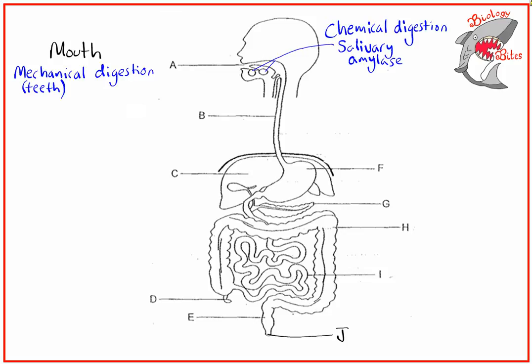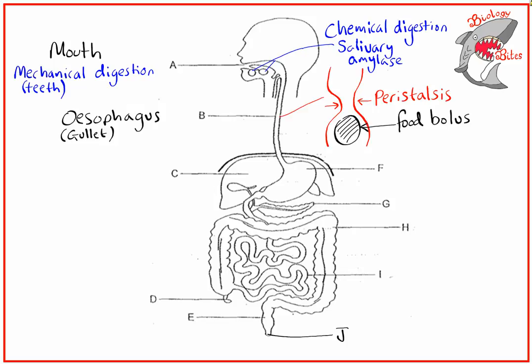and this is where mechanical digestion occurs, say through the action of teeth chopping up all your food, and chemical digestion as well. This is where salivary glands release salivary amylase to break down carbohydrates into sugars such as glucose.